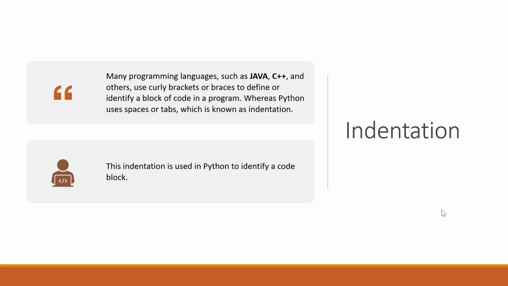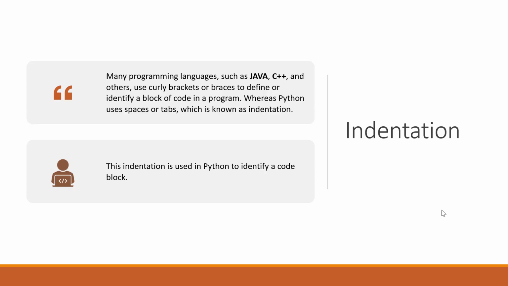And this indentation is used in Python to identify a code block. Just like we define a code block using curly brackets in different programming languages, in Python we use indentation to define a block of code. As per PEP 8, we should always use 4 spaces for indentation in place of just using a tab.